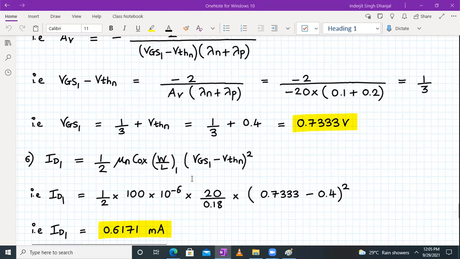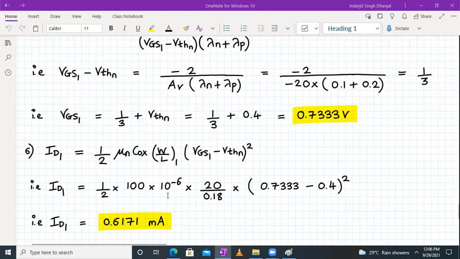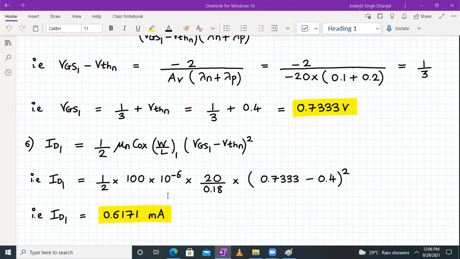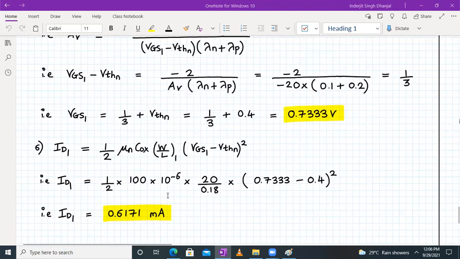Our W by L of 1 is given to us, 20 divided by 0.18. VGS1 we have calculated just now, it is 0.7333, and VTHN is 0.4. Mu n Cox value is 100 micro, right? So you plug in all the values in a calculator, you will definitely get the current value ID1 as 0.6171 milliamperes.